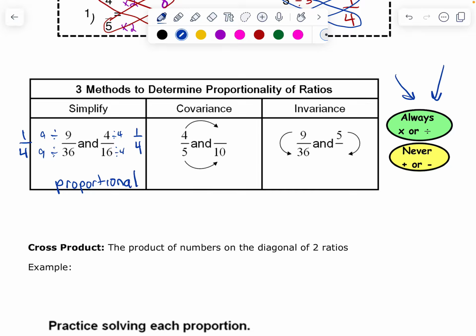I can do covariance, and if I multiply by 2 here, I multiply by 2 here, that means 8/10. That means those are proportional. And then if I'm missing a variable and I have an x right here, if the numbers are related going up and down, I can use that information also. So if I realize that 9 times 4 is 36, then if I multiply by 4 here, x equals 20.